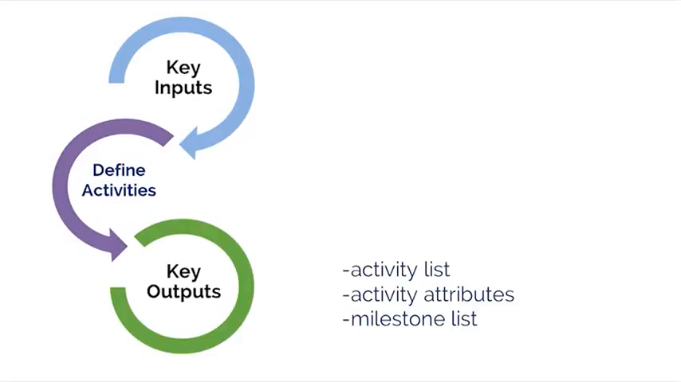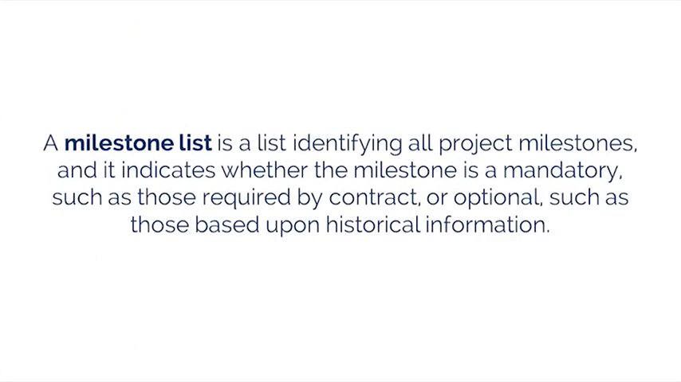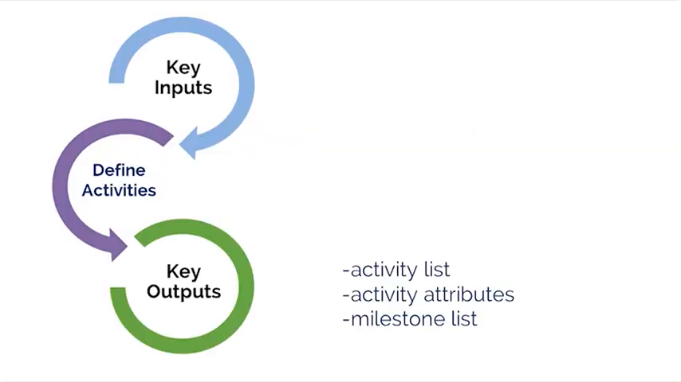The last key output is the milestone list, which is a significant point or event in a project. A milestone list is a list identifying all project milestones, and it indicates whether the milestone is a mandatory dependency, such as those required by contract, or optional, such as those based upon historical information. Milestones are similar to regular schedule activities with the same structure and attributes, but they have zero duration because milestones represent a moment in time. Watch for these outputs as they become the inputs for the next process.